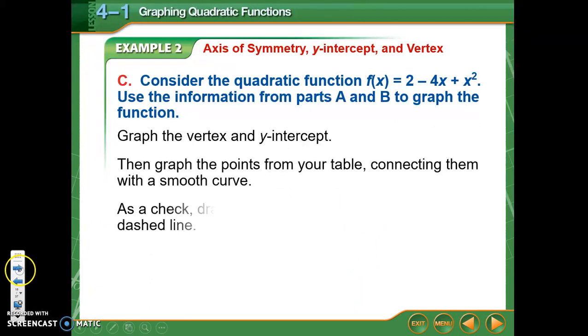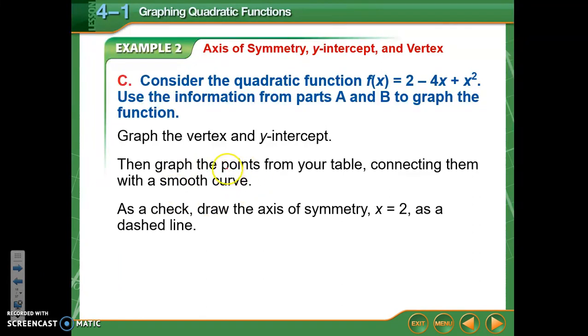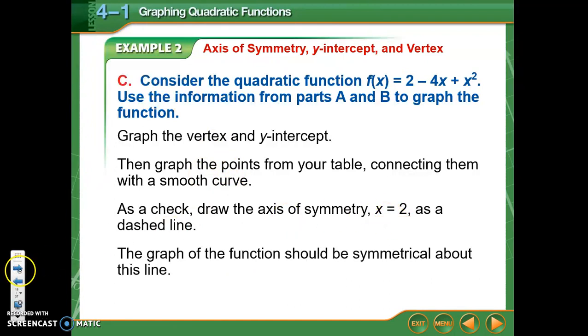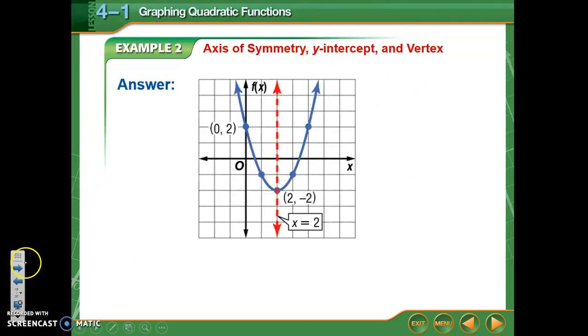We're going to graph our vertex, we're going to graph our y-intercept, and we're going to graph all of the other points from the table, and we're going to draw our parabola, and then we're going to draw in our axis of symmetry as a dotted line to make sure that our parabola is symmetrical. So your graph should look like this.